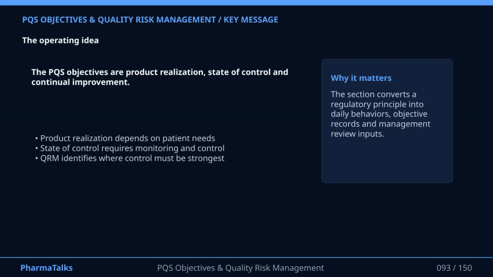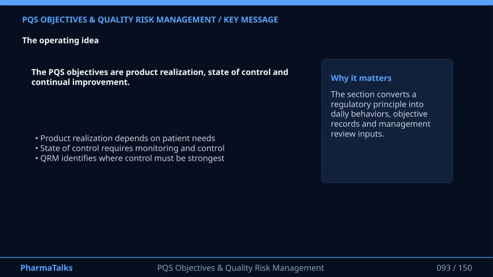Let's talk about the key objectives of the Pharmaceutical Quality System and how quality risk management fits into that framework. The main goals here are product realization, maintaining a state of control, and driving continual improvement. Product realization means delivering products that truly meet patient needs, which is our ultimate focus. To achieve this, maintaining a state of control is essential. It involves ongoing monitoring and control measures to ensure consistent quality. Quality risk management, or QRM, helps pinpoint where our control efforts need to be strongest, so we can effectively mitigate risks before they impact the product or patient safety.